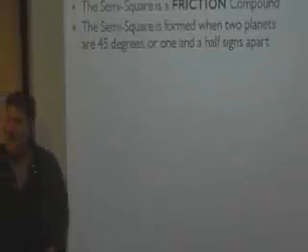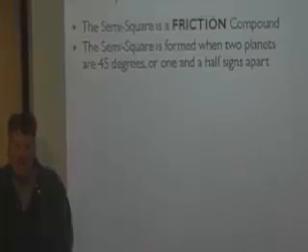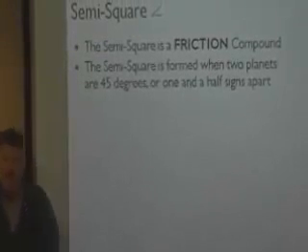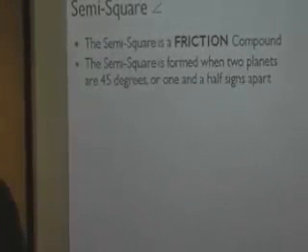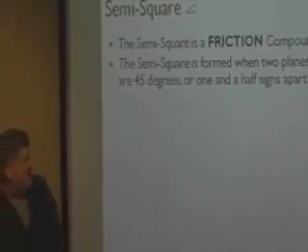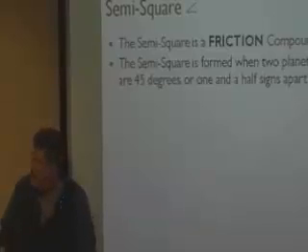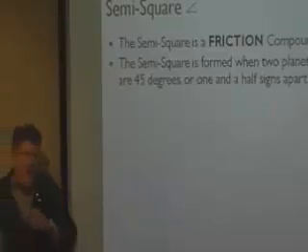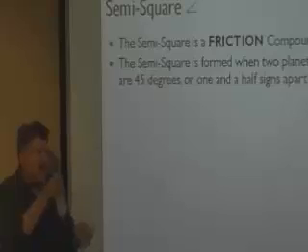The next aspect we're looking at tonight is the semi-square. Semi meaning half. Square, a square. So this is half a square. A square is 90 degrees. A semi-square is 45 degrees, which means that these are any two planets that are 1.5 signs apart.